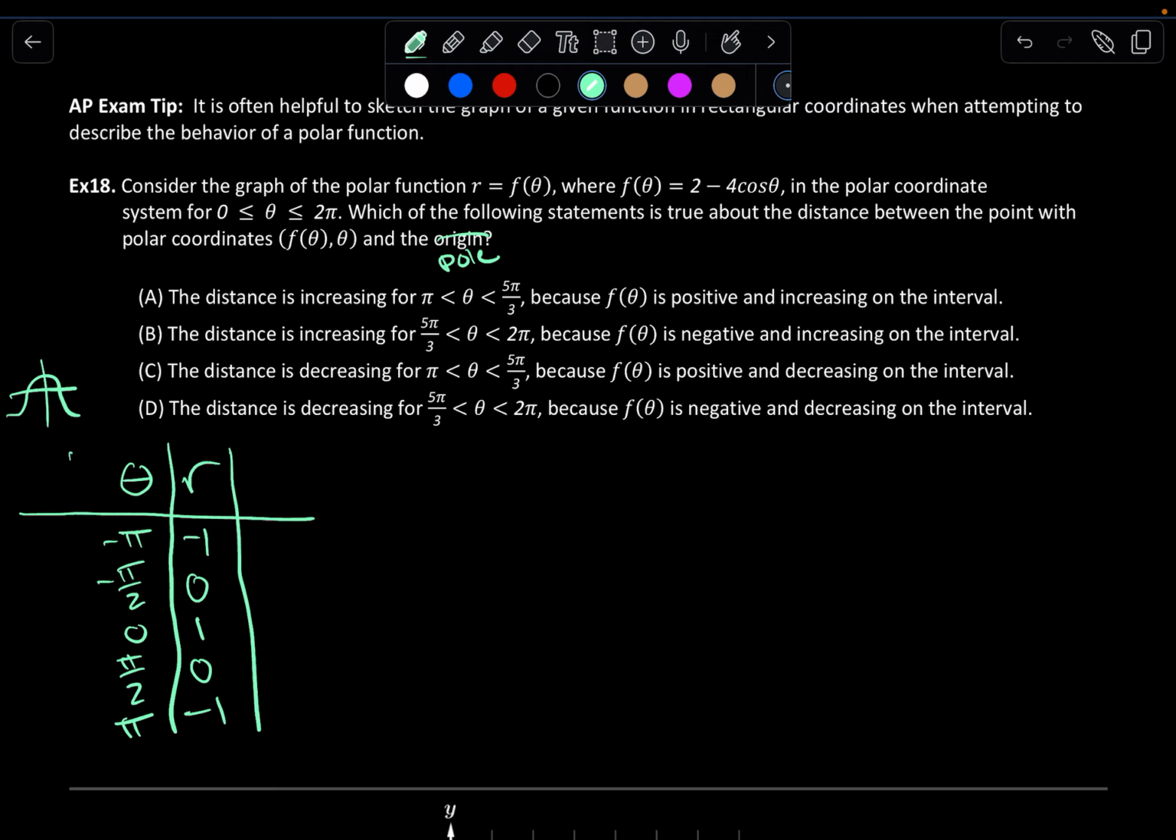Okay, so let's try transforming these. All right, so if we notice, we have 2 minus 4 cosine theta. If I were to write this in the standard form, I have negative 4 cosine theta plus 2, which means I don't have any horizontal transformations. I only have vertical transformations. There are 2 of them. So we have negative 4r plus 2.